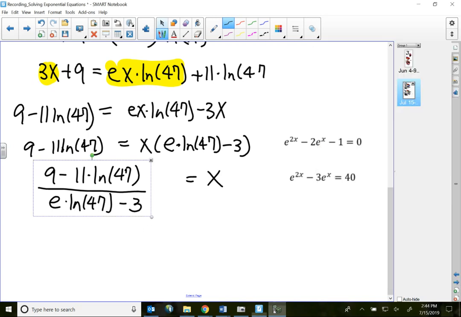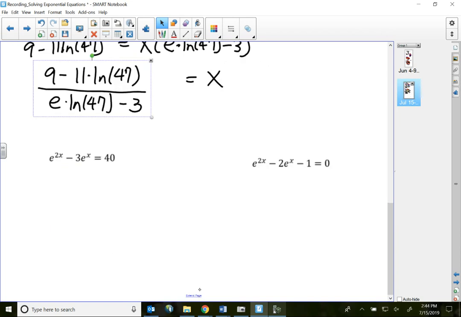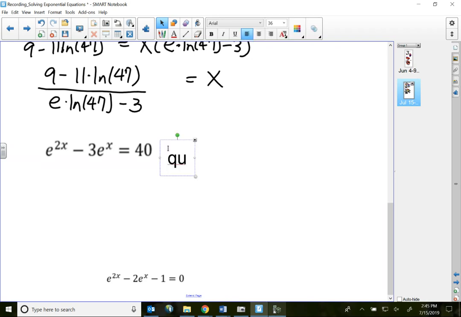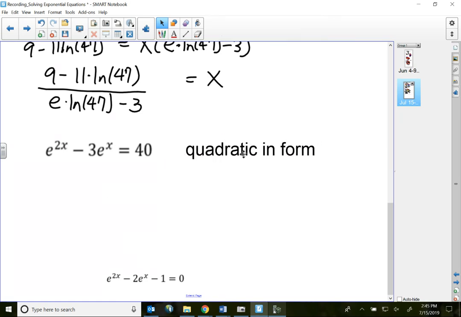Now, the last two exponential equations have 3 terms. With this type of problem, I can't just take a natural log. It's not going to work. This type of problem is actually called quadratic in form. Let me show you what that means.